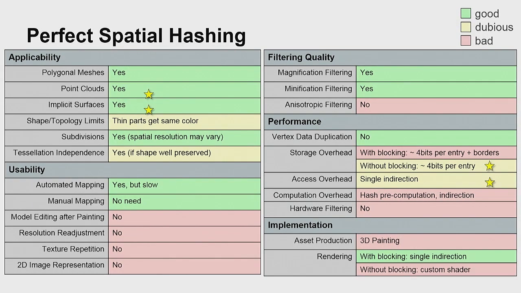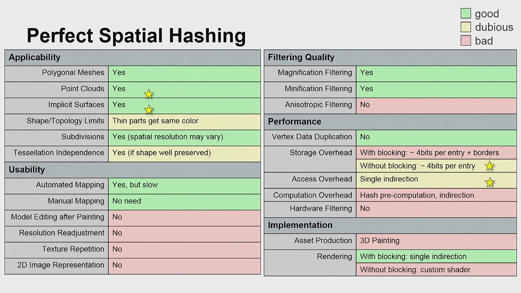However, now that we don't have that hierarchy, model editing after painting becomes a little bit of a different story, because now you need to recompute your hash table from scratch, right? So that complicates model editing quite a bit. Although you can still preserve your colors, so maybe it's partially okay, but you need to do your hash table computation from scratch. Resolution readjustment is not something that we can have. We're going to have full resolution everywhere. And of course, we don't have the 2D texture representation.